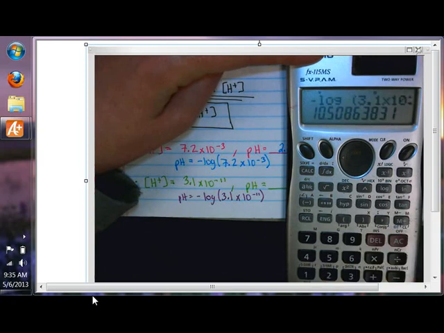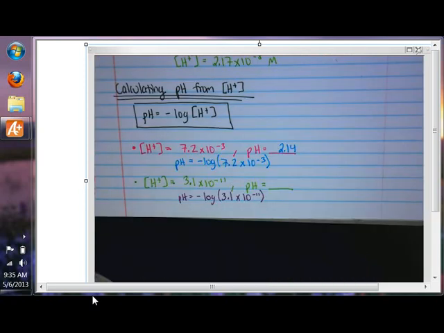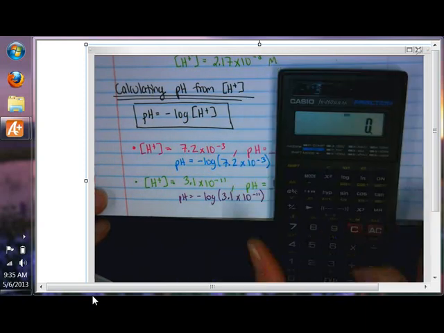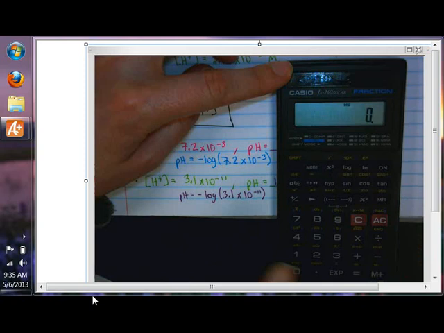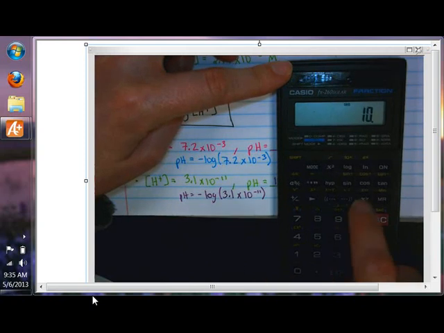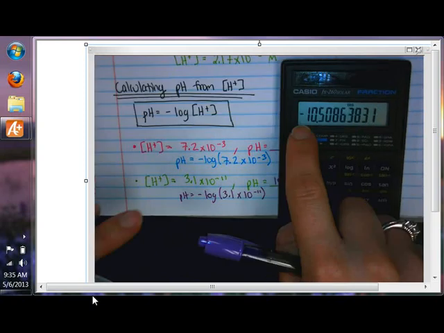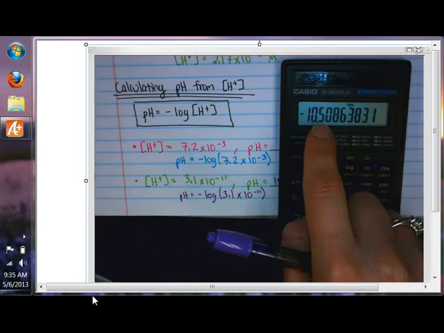If you have a calculator with only one line of display, you would type in the number first, 3.1 times 10 raised to the negative 11th, hit equals, and then hit your log button because you're taking the log of that number. Notice it spits out a negative 10.5, but since it's negative here, you just make it positive, so it's a positive 10.5. Let's see, how are we on time?